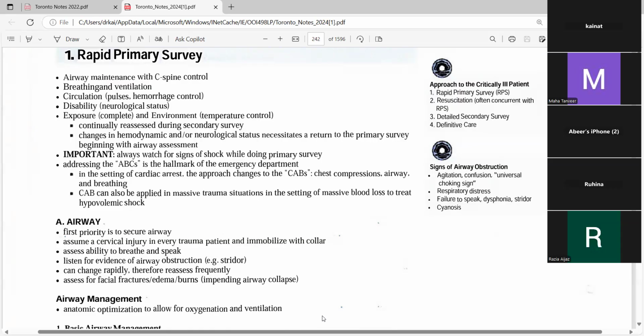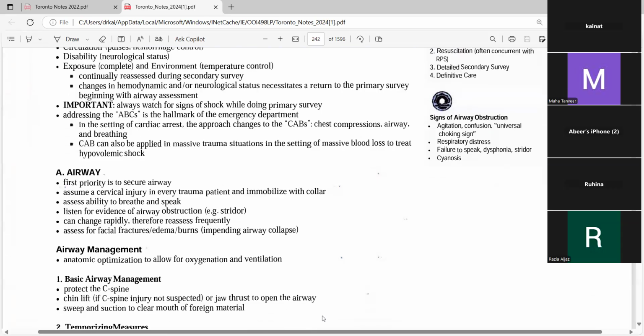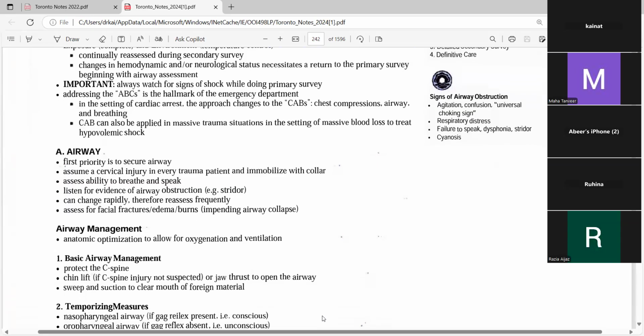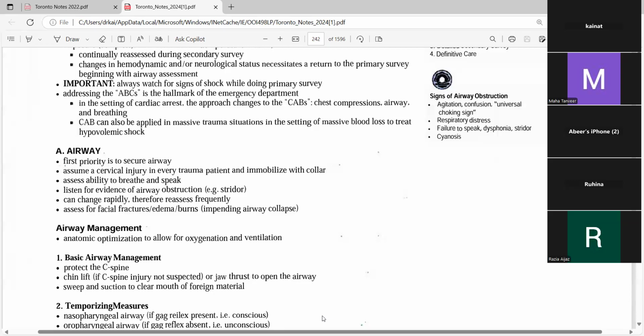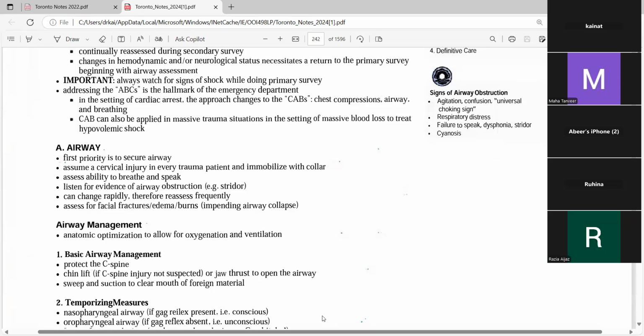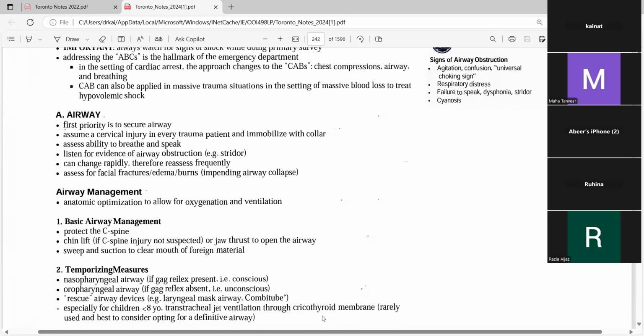Okay. So we do know cyanosis, but we usually miss out the rest of the stuff. So that's why agitation, confusion are also signs of airway obstruction. Coming to airway, the primary priority is to secure the airway. You can just read this one. Assume a cervical injury in every trauma patient and immobilize with the collar. Assess ability to breathe and speak.